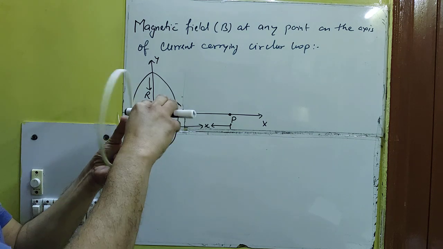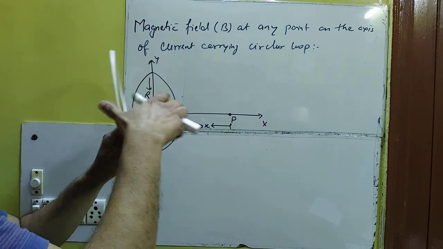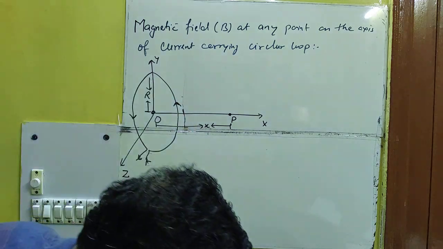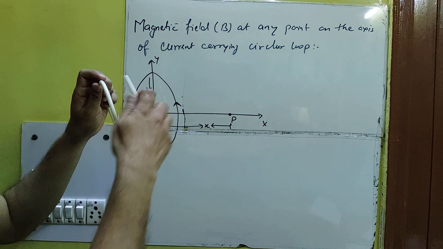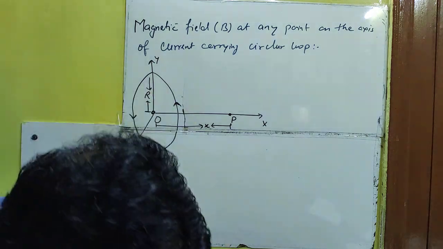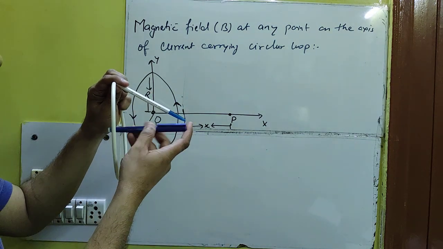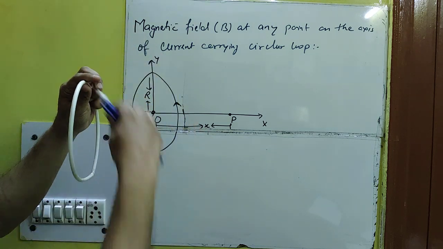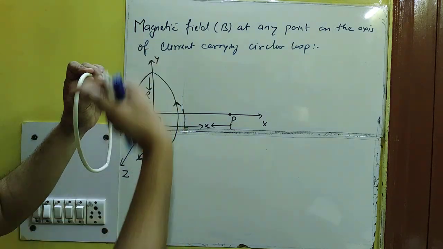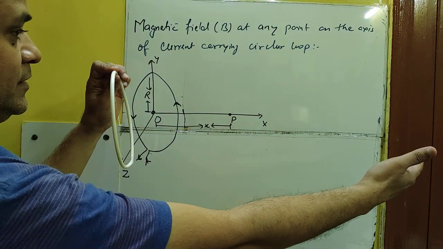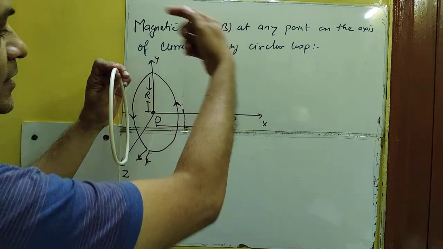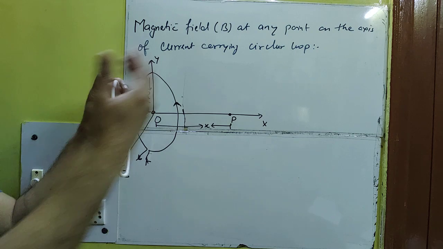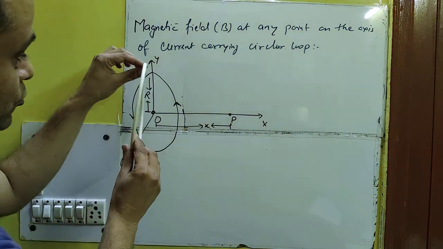This is the point P, where we need to find the magnetic field. The current is flowing in this direction. If anybody observes from this side, he or she will see the current direction as anti-clockwise. From my side, it will be clockwise. From this side, it will be anti-clockwise. So the loop is placed like this.